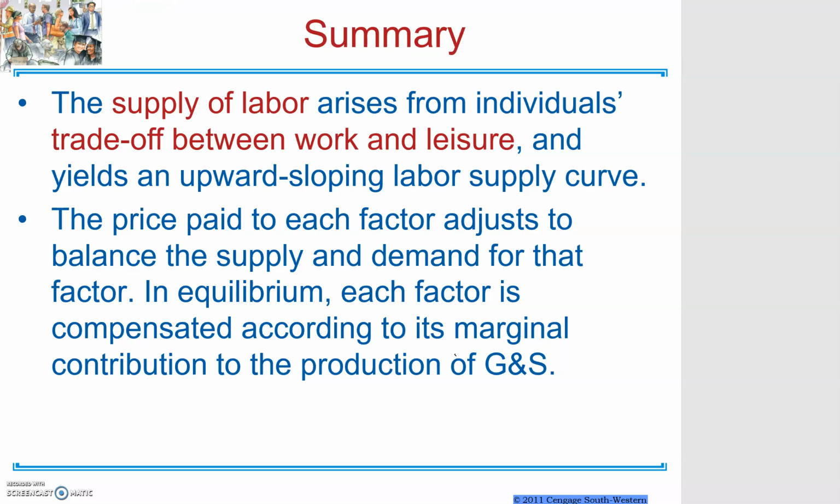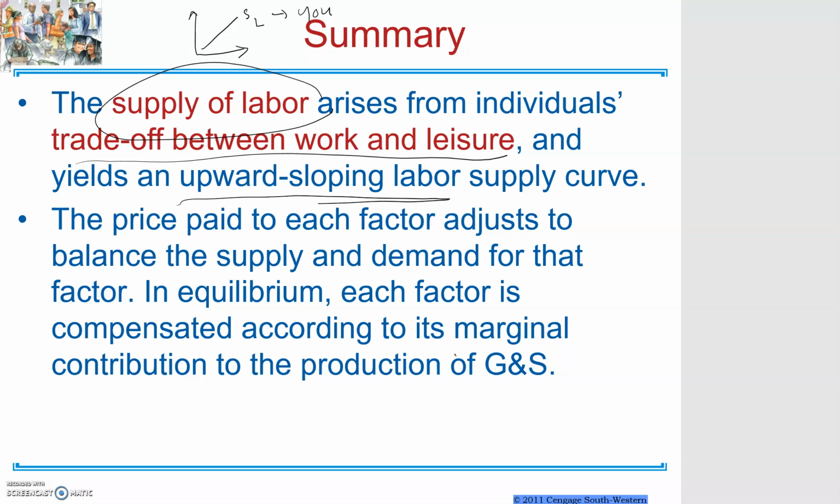Okay, the supply of labor arises from the individual trade-off between work and leisure and yields an upward sloping labor supply curve. So again, supply of labor, we said earlier, this part for labor is related to you. Before this, you were a consumer. Consumers are on the demand side. But for factors of production, you are on the supply side. So that actually refers to the trade-off between work and also leisure. Then the curve is upward sloping.